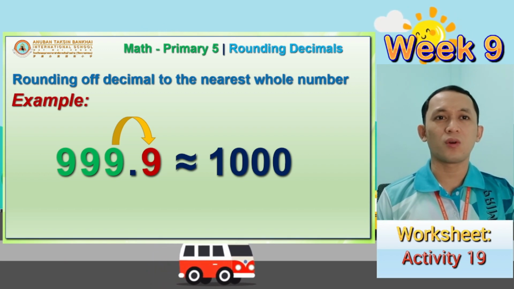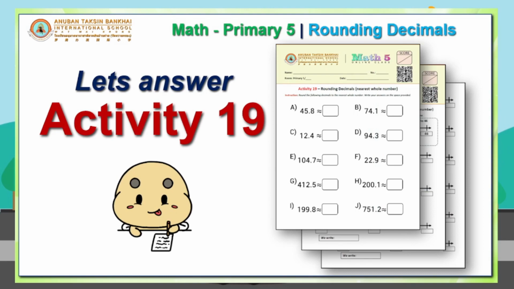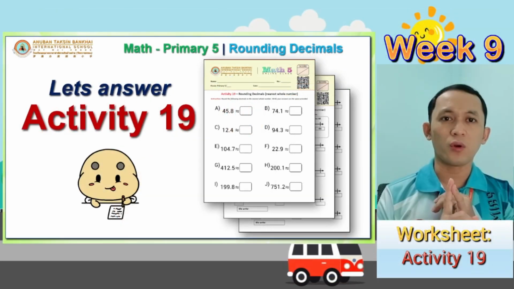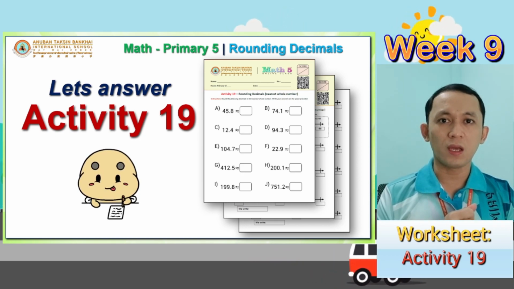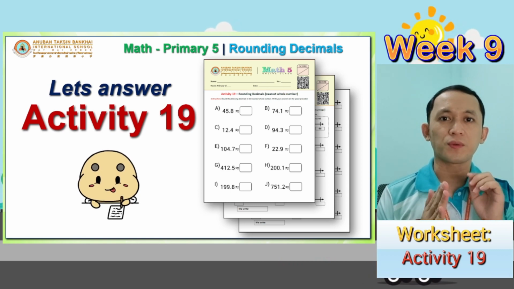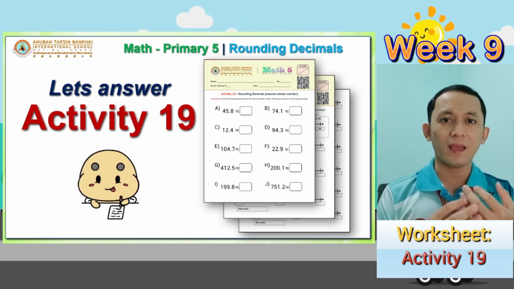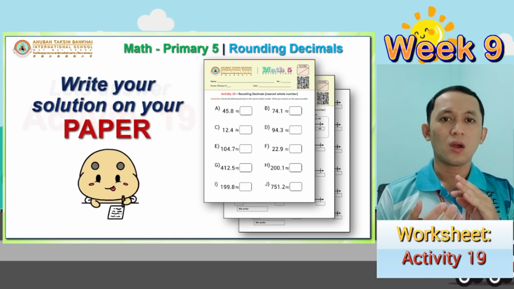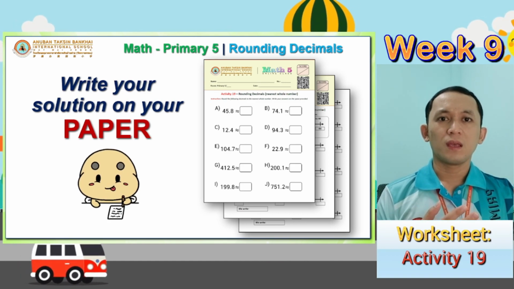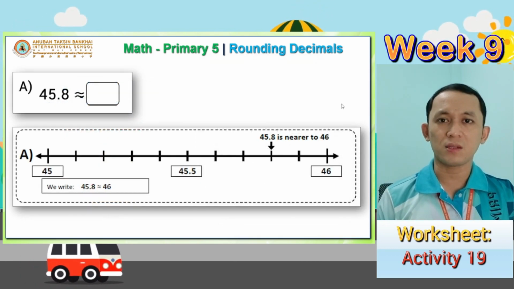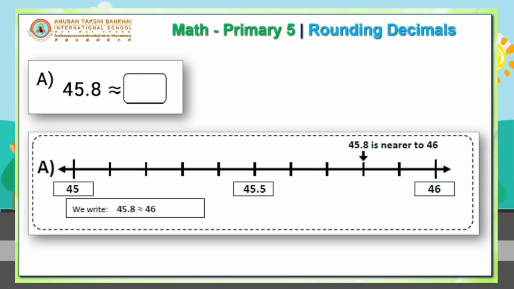Now let's discuss your activity number 19. We have here 3 pages. The first page is your answer sheet, and the second 2 pages will be your solution paper. So do not forget to write your answer on your answer sheet and your solution on the solution paper. Let's discuss first. Here we have an example, letter A. That's already a bonus. You could see here we're going to write it on the number line.